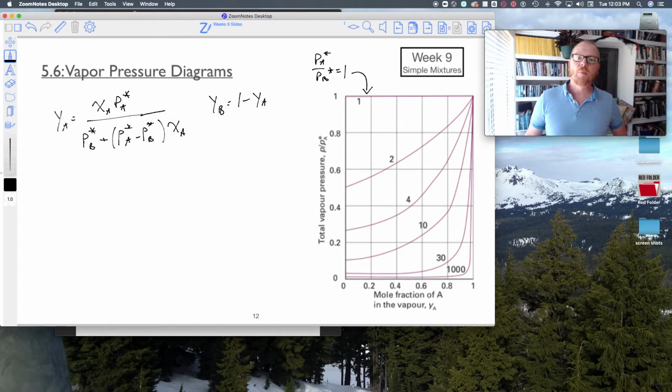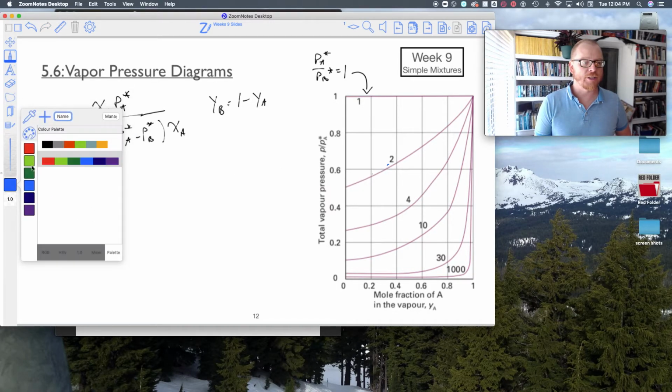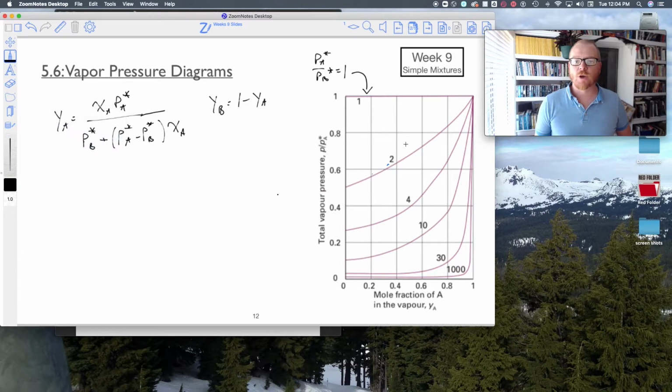Okay. But now look, if that ratio is 2, so if A is twice as volatile, now you start giving this curvature. And I'm going to put a different color line here to indicate what the liquid composition would be. So again, on this graph, this is the vapor. So all of these lines are the vapors, okay?